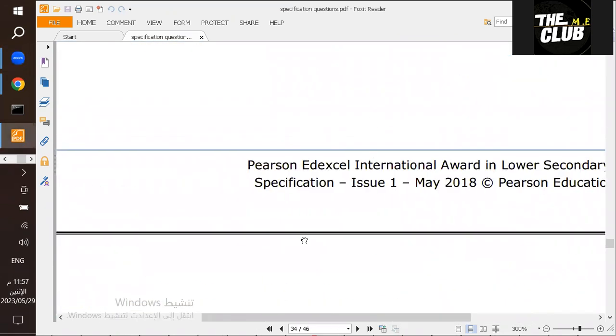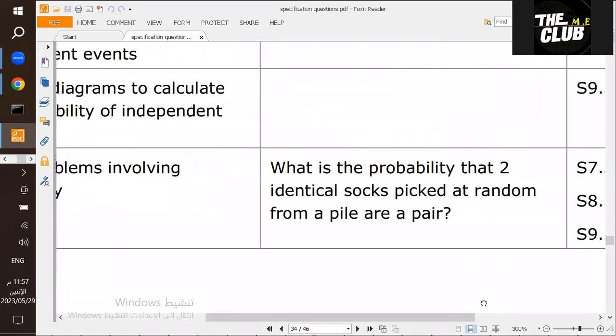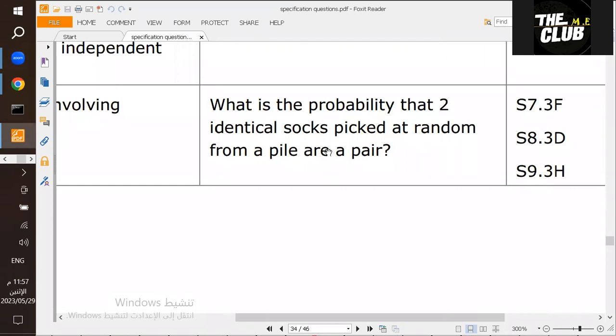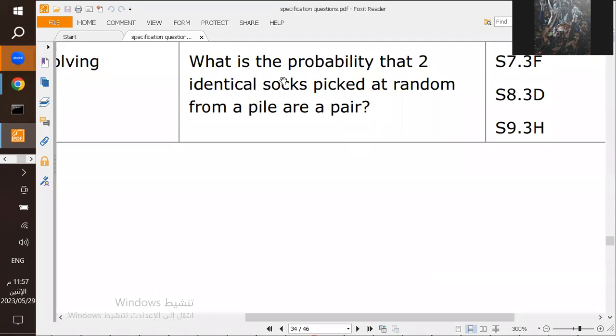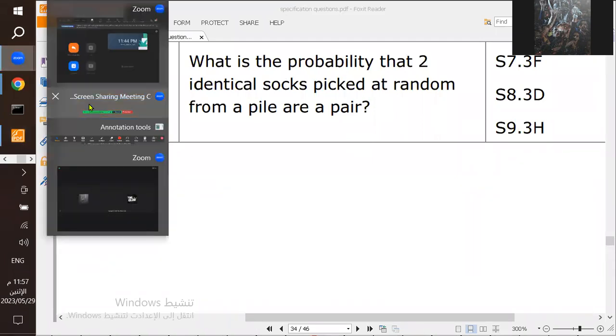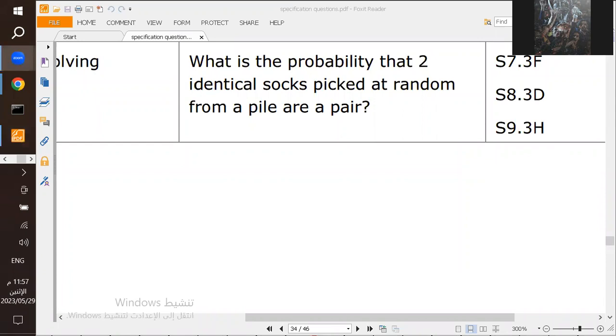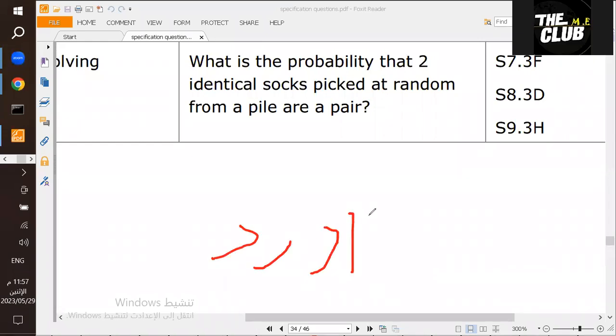And then for the last question, I think this is page 32, the assessment confirmation. What's the probability that two identical socks picked at random from a pile are a pair? If you have a pile of socks, like this, I don't know how to draw socks though, what's the probability of picking a pair? You might pick a pair, you might not. So it's a 50% probability, or 1/2. That's the idea for this question.